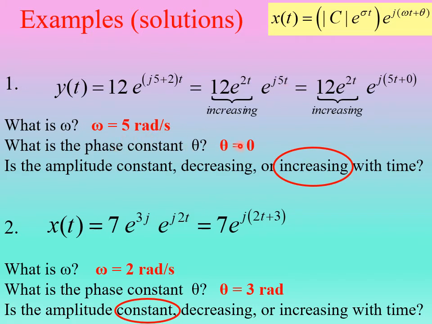Now what is the phase constant? Well, there is none in this form. Notice, if we compare this to up here, you can think of this 5t as the same as 5t plus 0. So now it looks exactly like this form up here, and you can see that theta is indeed 0. Now what about the amplitude? Well, what we have to look at is the real stuff out in front. So we have the 12, and then what's important is the e to the 2t. This is an increasing function with time, so our amplitude is increasing.